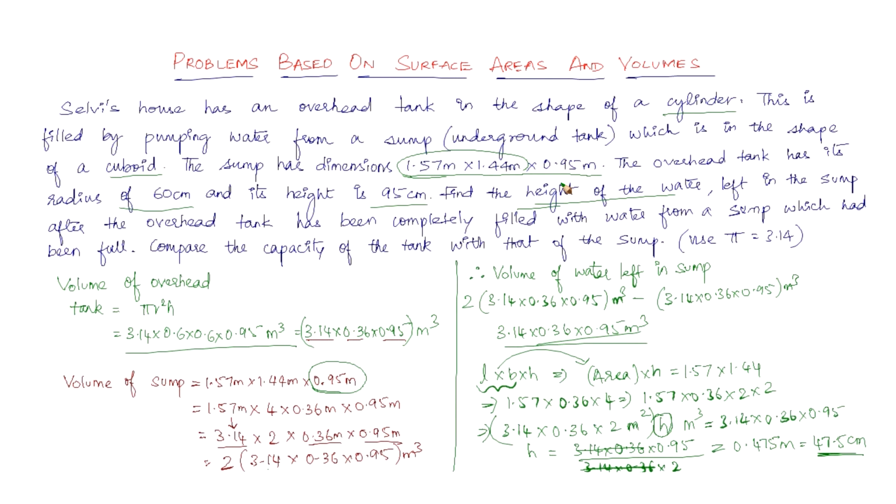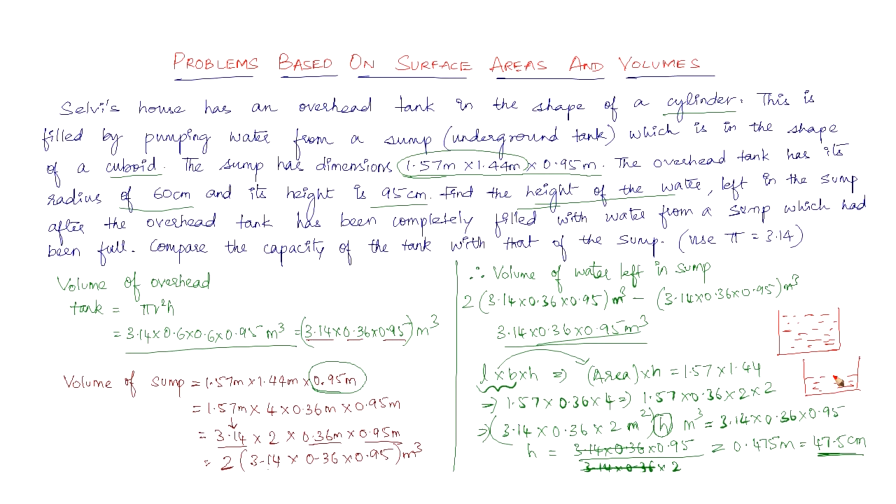One of the easiest ways to solve this problem is, once you figure out that the volume of the sump is 2 times the volume of the overhead tank, then you know that this overhead tank takes away half the water from here. If half the water is gone, what's going to change is only the height. The length and the breadth are going to remain the same, right? I'll just show that to you. Say you've got a tank like this, filled full of water. When you take away some water, in the same container, the water level is going to come down. The length and the breadth are going to be the same.